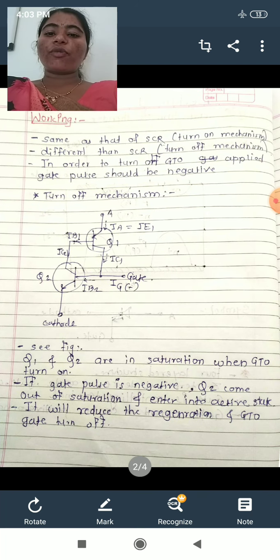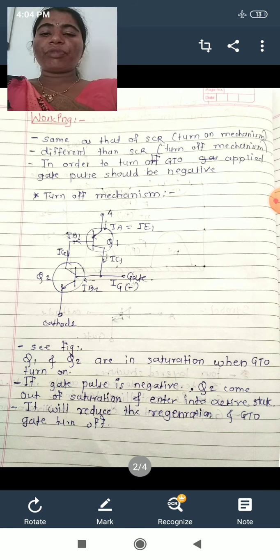Next is the working principle. Its working principle is again the same as that of the SCR, which means the turn on mechanism of the GTO is the same as the turn on mechanism of the SCR. Then what is the difference between SCR and GTO? The main difference is the turn off mechanism. The turn off mechanism of the GTO is different from the turn off mechanism of the SCR.